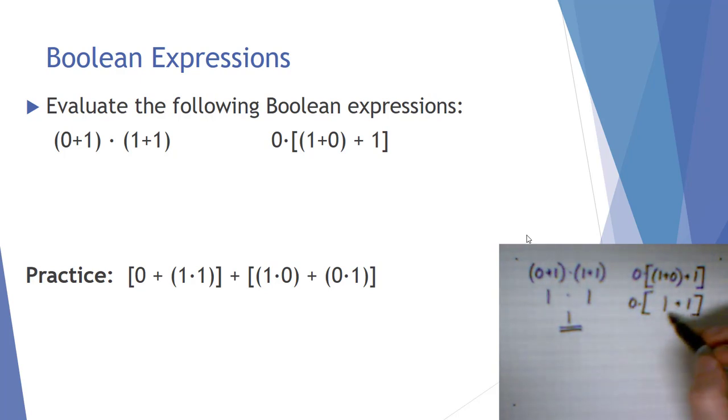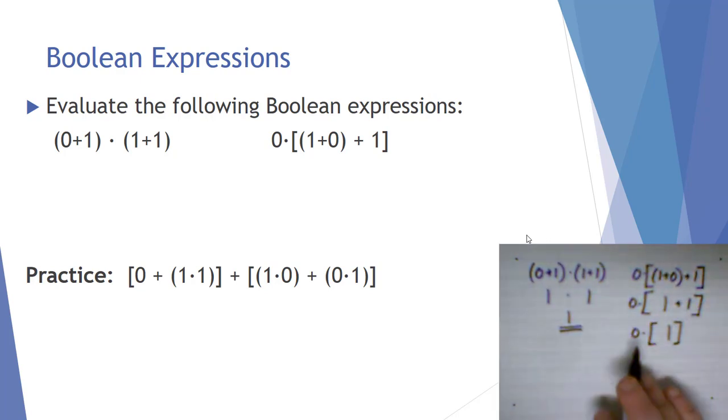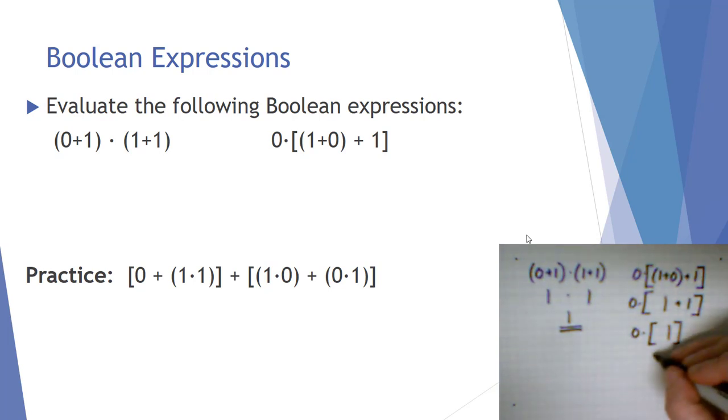Once we get that result, we have 1 plus 1 in Boolean algebra, that is 1. And then we have 0 times 1 in Boolean algebra, which is 0. And so the result of that expression is 0.